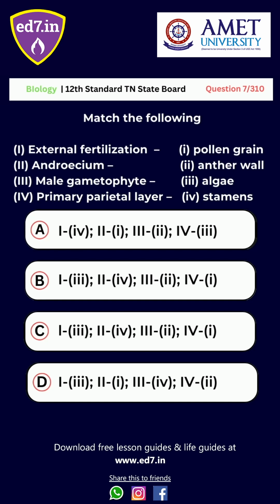And the options for this question are option A. 1 4, 2 1, 3 2, 4 3. Option B. 1 3, 2 4, 3 2, 4 1. Option C. 1 3, 2 4, 3 2, 4 1. Option D. 1 3, 2 1, 3 4, 4 2. And the right answer for this question is option B. 1 3, 2 4, 3 2, 4 1.